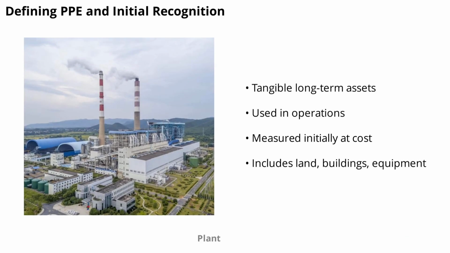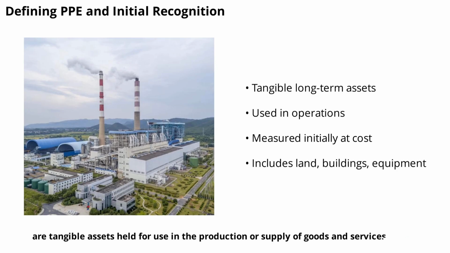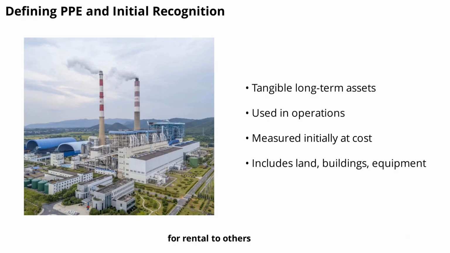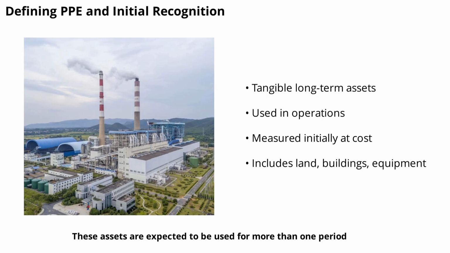Property, plant, and equipment, or PPE, are tangible assets held for use in the production or supply of goods and services, for rental to others, or for administrative purposes. These assets are expected to be used for more than one period. Examples include land, buildings, machinery, vehicles, and office equipment.